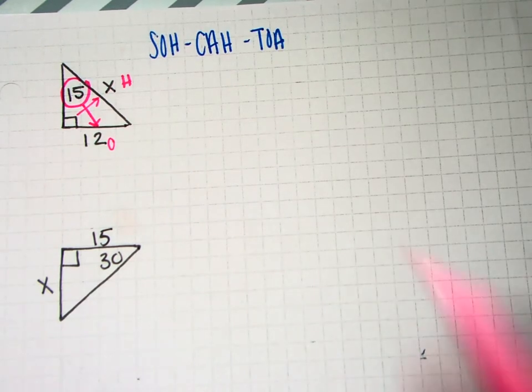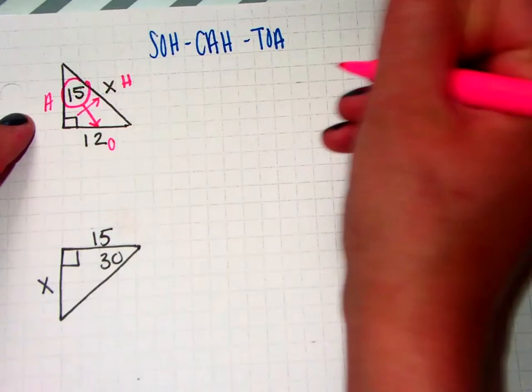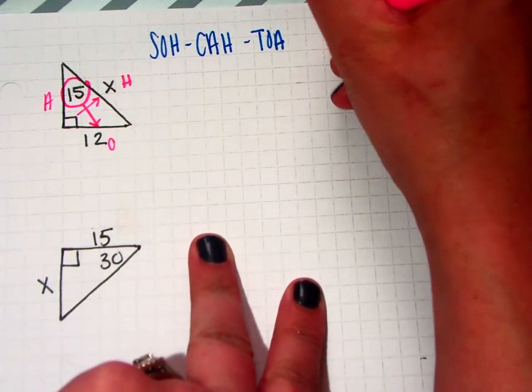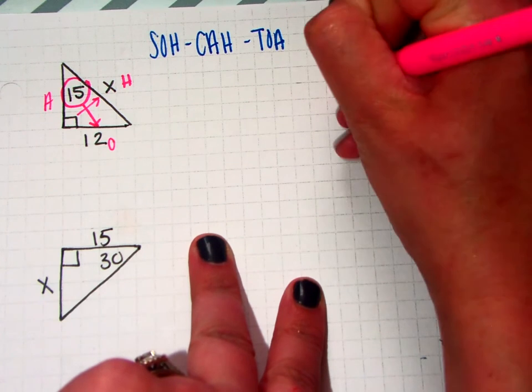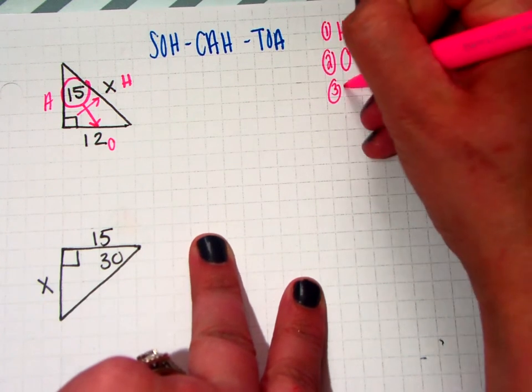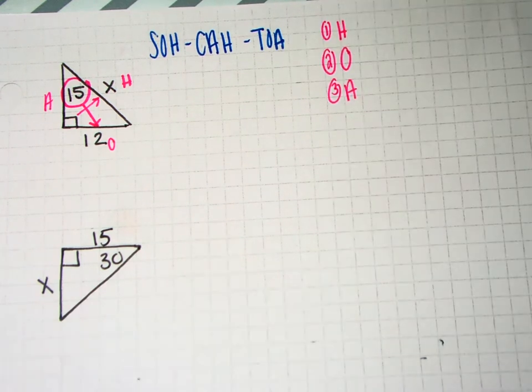That leaves us with the last side of adjacent. So remember, when you're labeling, the first thing you label is hypotenuse, second is opposite, and third is adjacent. And label it in that order because that's going to help you pick the right trig function.